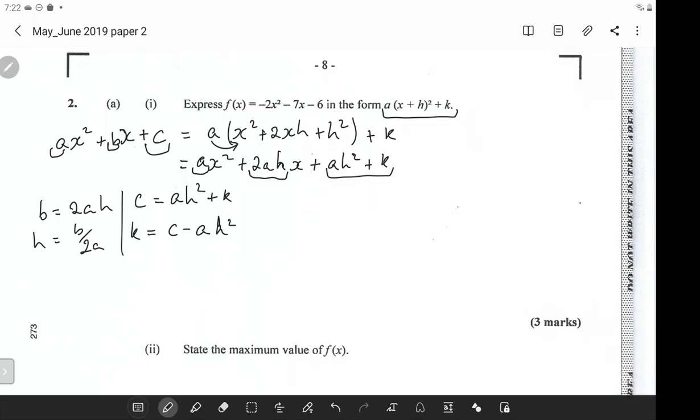The minimum or maximum value occurs at (minus h, k). All right, so I would like you all to recall that.